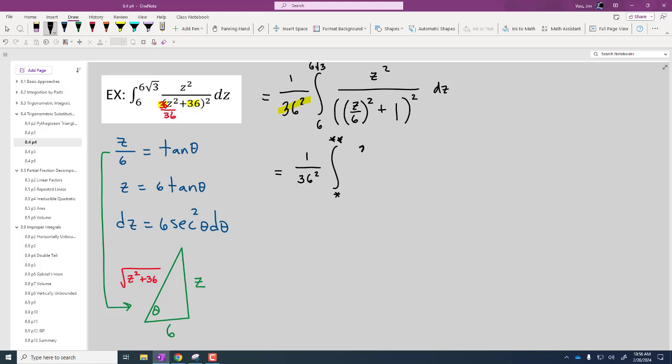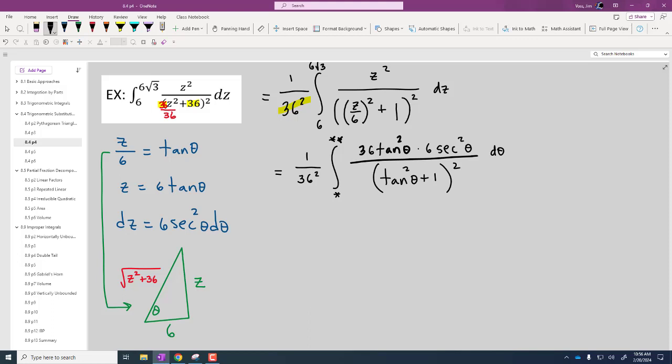So let's see, z squared. So there's z. If we square it, we get 36 tan squared of theta. So that is the numerator. Yes, we're doing z squared, so 36 tan squared. And the dz is 6 times secant squared of theta d theta. We'll put that on the outside. All right, so there's our numerator. In the denominator, we're going to have tan squared plus 1 squared. So tan squared of theta plus 1 quantity squared.